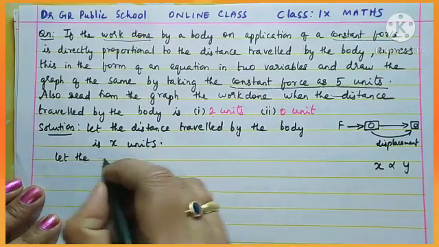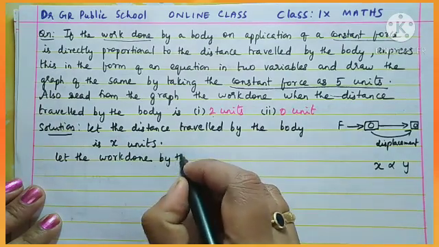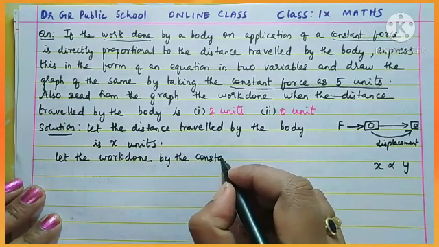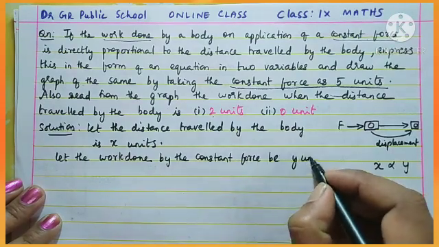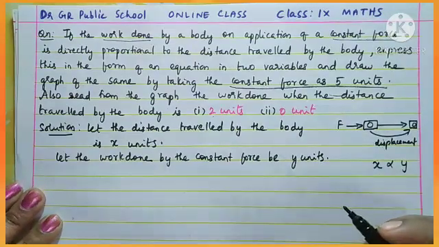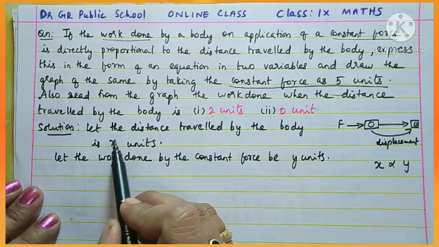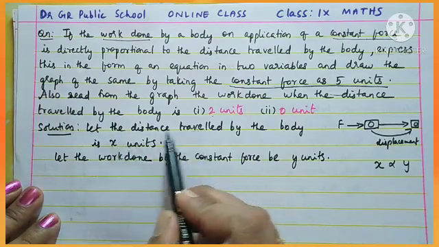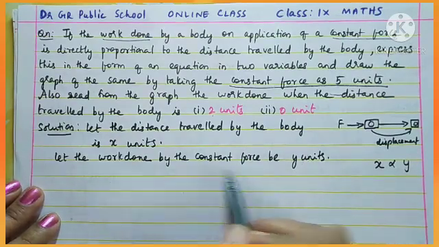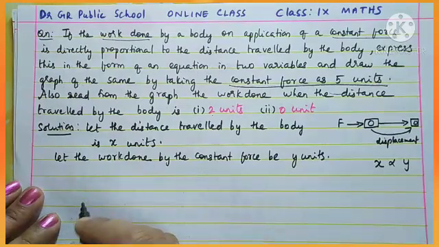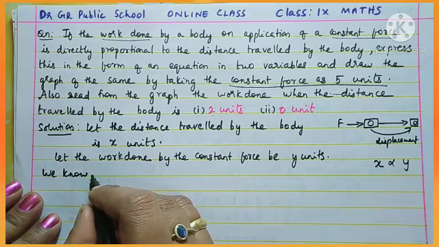So let the work done by what kind of force here? Constant force. By the constant force be y units. So because we want to represent this in two variables, I have taken two variables x and y. The first variable x is denoting the distance travelled, and the second variable y is the work done by the constant force.